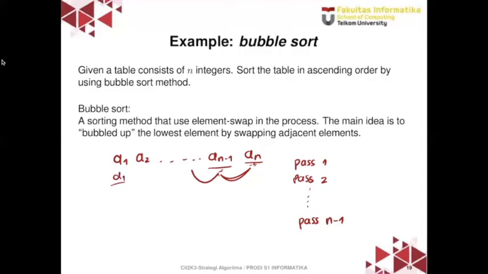For pass 2, we repeat the same thing, but we just need to do it from an to a2, so that we have a2 as the second lowest element, and so on until we have an-1 as the second largest element, and automatically an is also the largest element.